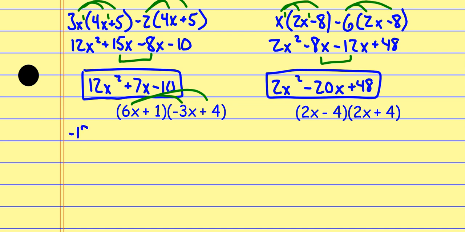That gives me a negative 18x squared. Again, when we multiply, we add the exponents, an x to the first and x to the first. And now the 6 times the 4 gives me a plus 24x. And now they say, hey, let's ignore the 6 and distribute the 1. When I ignore that 6 and I distribute the 1, that gives me a minus 3x and a plus 4.